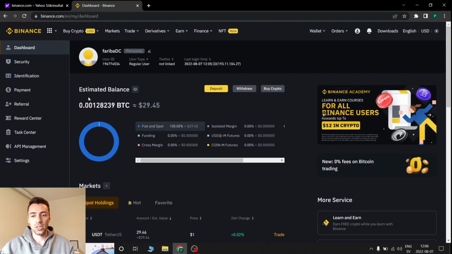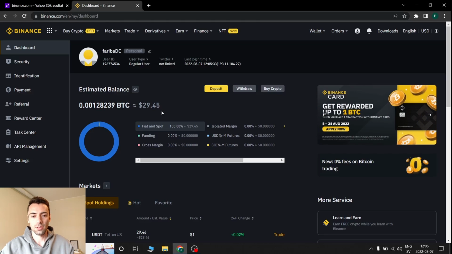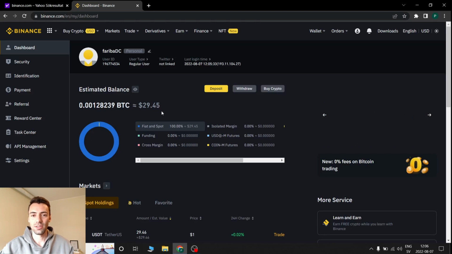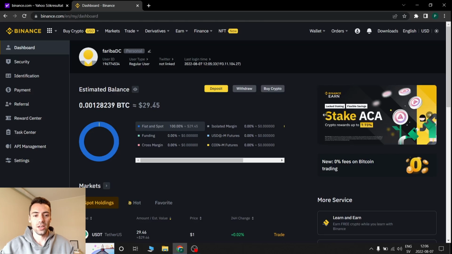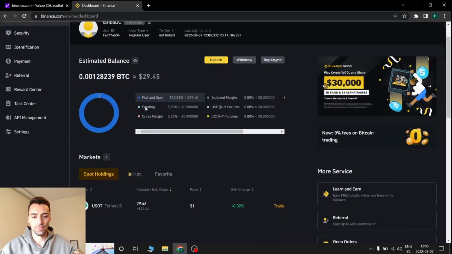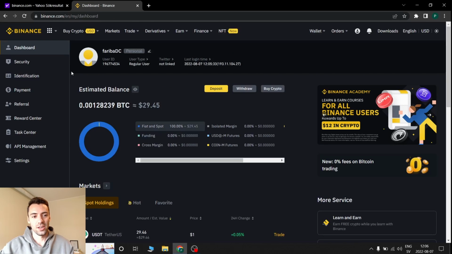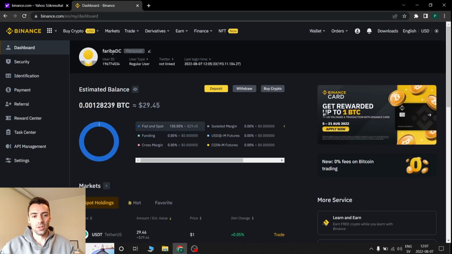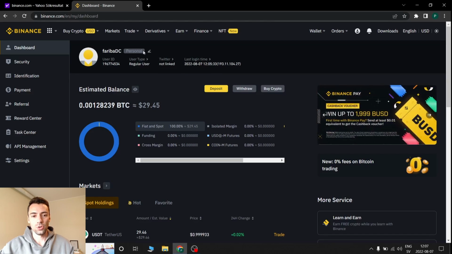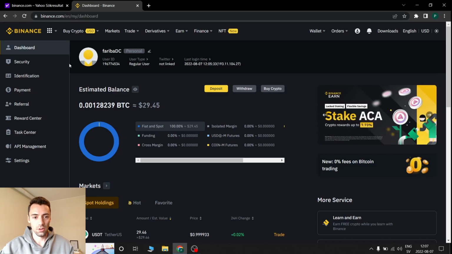On the dashboard actually it will show us, by the way, I also deposited around $30 in USDT, and it will show my estimated balance here in Bitcoin and also in dollars. And here, this is the USDT. I have $29.46 in it. And actually, you can edit your nickname here. This is your user ID and other stuff.